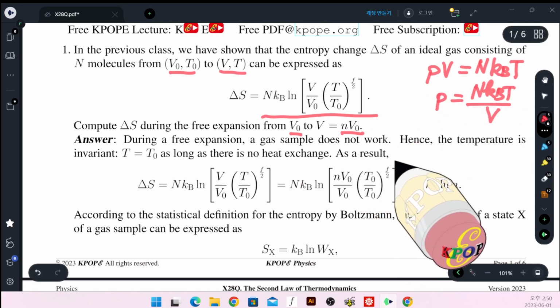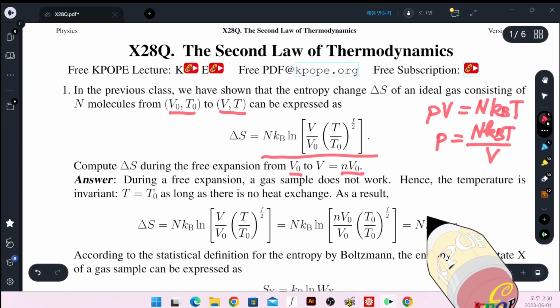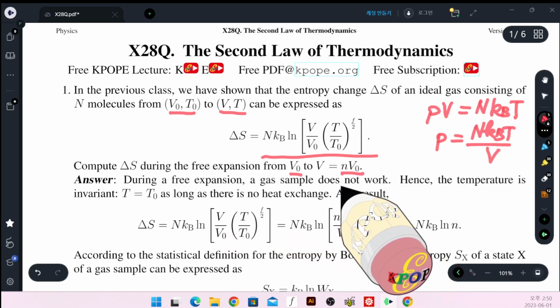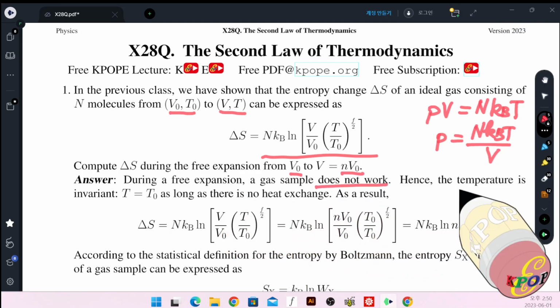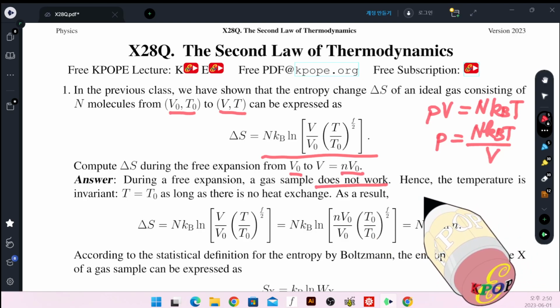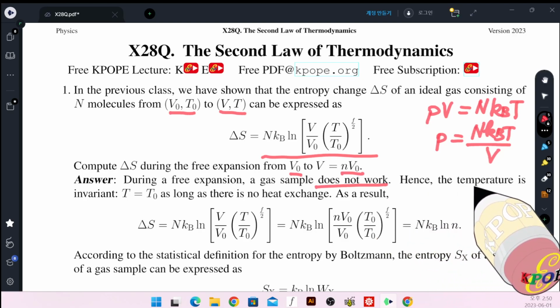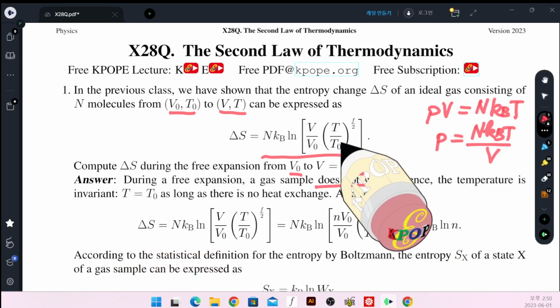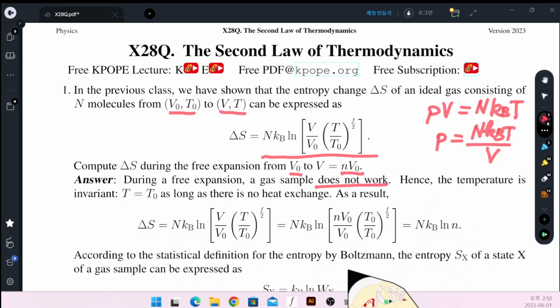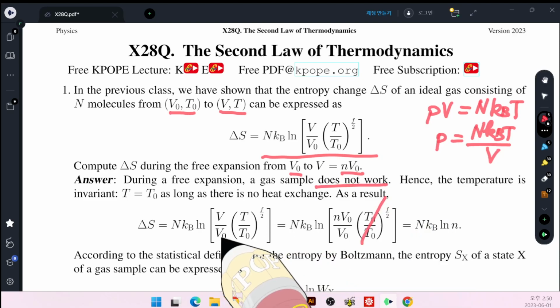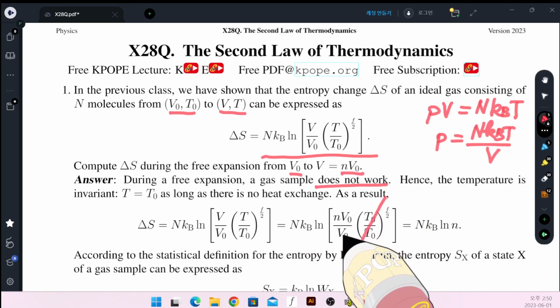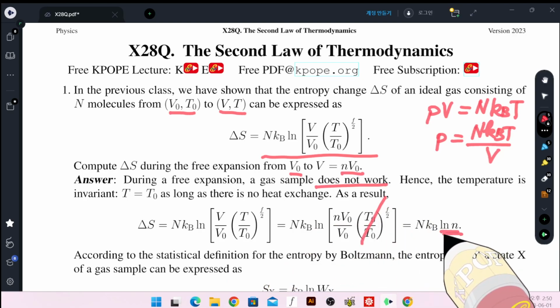And in free expansion, the temperature is invariant. The gas sample does no work. Heat transfer is not allowed. Hence, the temperature is invariant. T and T0, they are the same. So this part is to be removed. This is trivial. And then we have only the volume change. We have a logarithm.